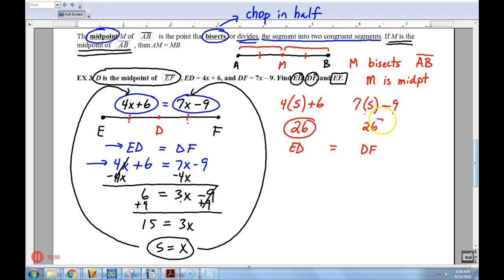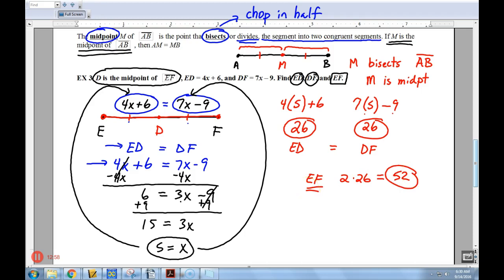ED is 26, DF is 26, which would mean the entire line, the distance from E all the way to F, from the beginning all the way to the end, I just add up those two halves. So 2 times 26 would be 52. So that's the distance from E to F.